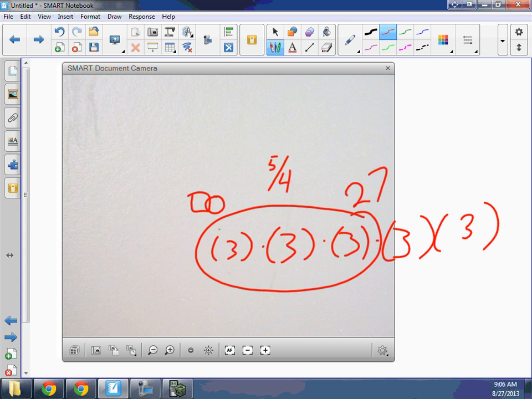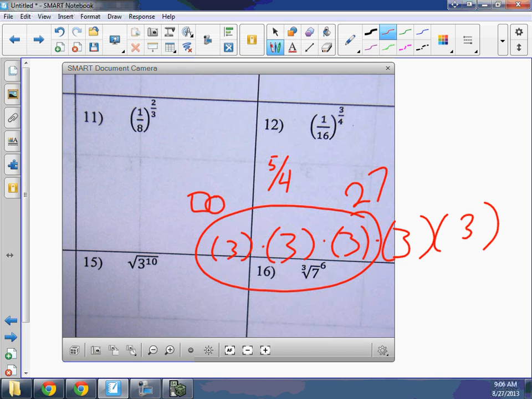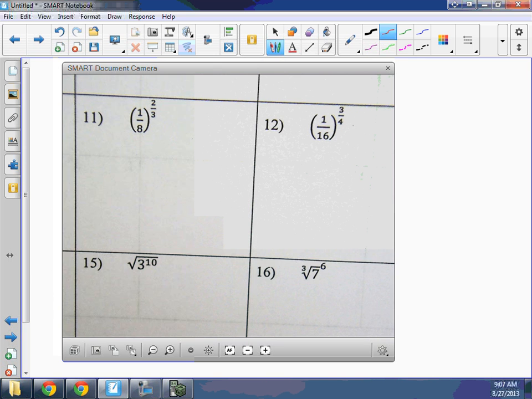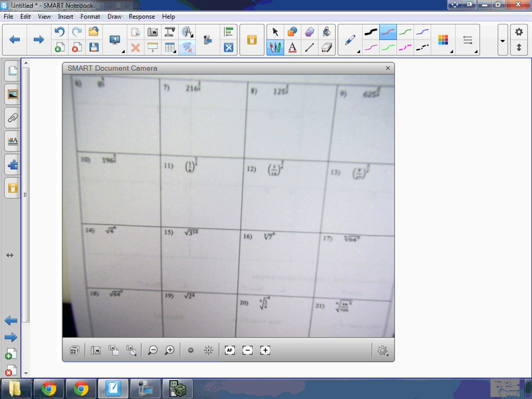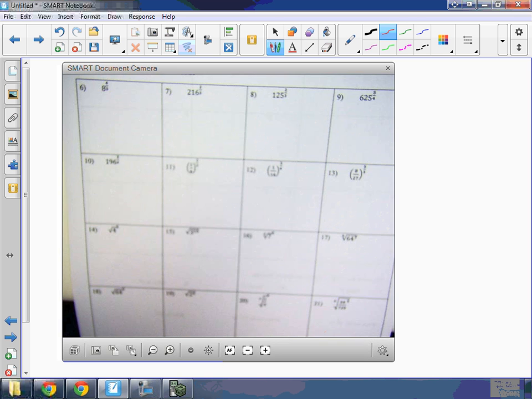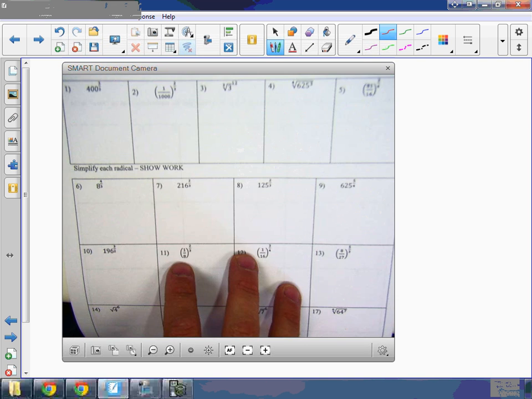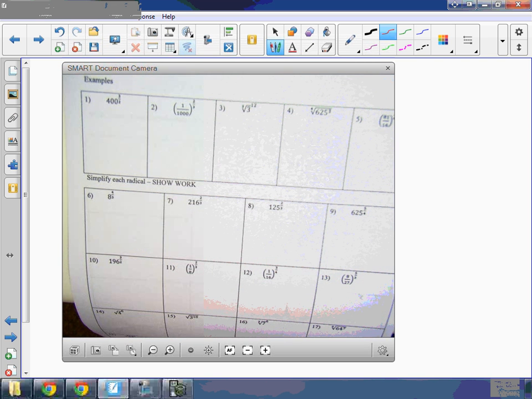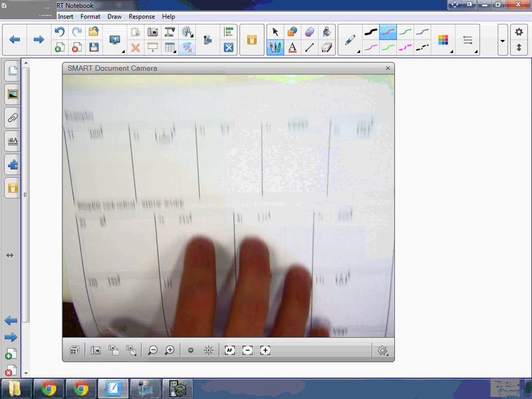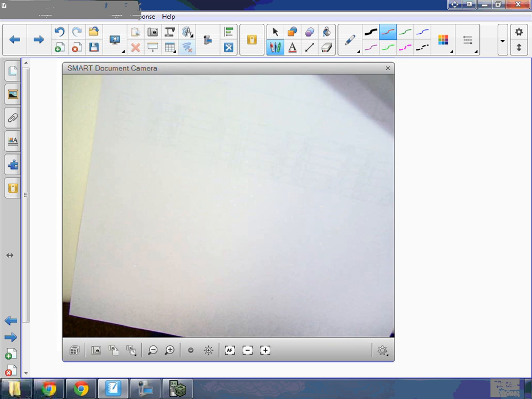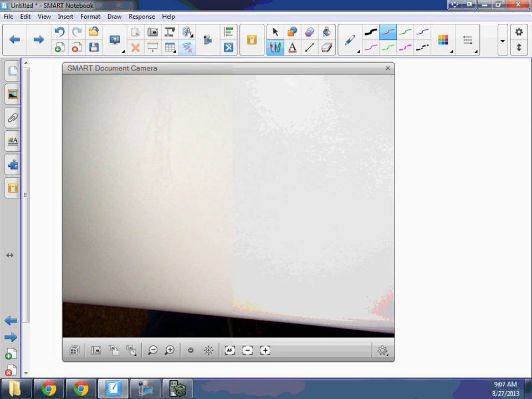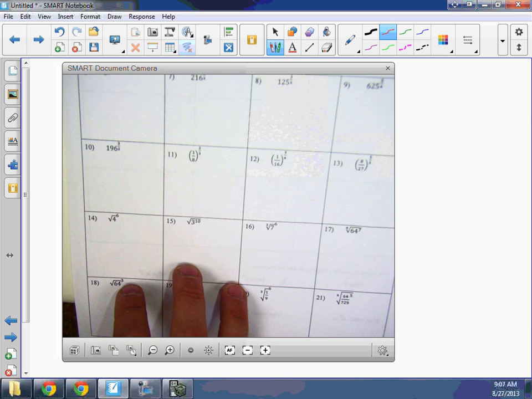So your homework tonight is working on this set. Ignore the examples. We'll do the examples tomorrow in class just to make sure that you know how to do it. But these problems, 6 through 21, the answers are on the back. Okay, so just do 6 through 21.